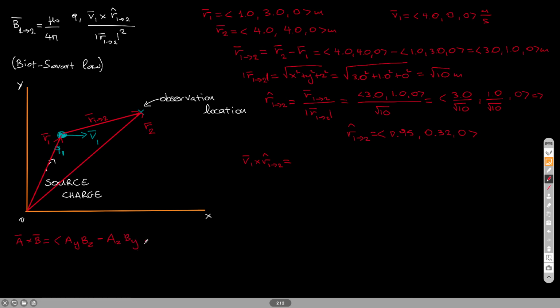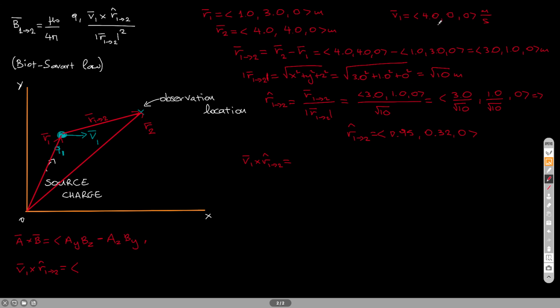Okay, and I'm going to do it component by component. So I have V1 cross R hat. Now the vector A is the vector V, and the vector B corresponds to the R hat vector. So when I see A sub y, the y component of A, that means I need to use the y component of the velocity. Okay, let's take a look.